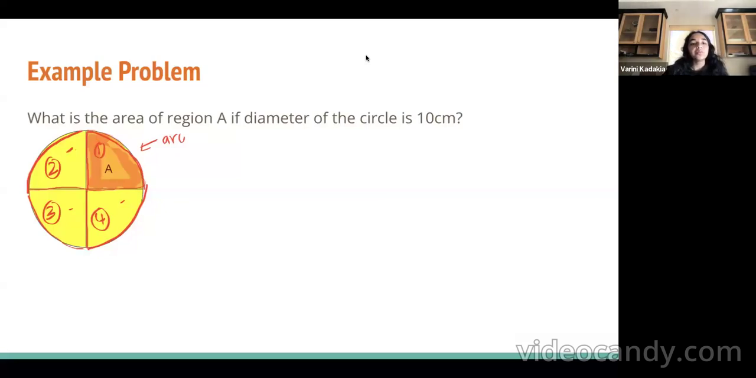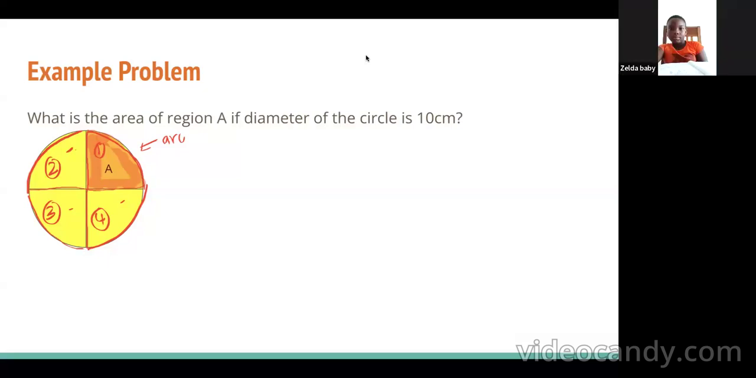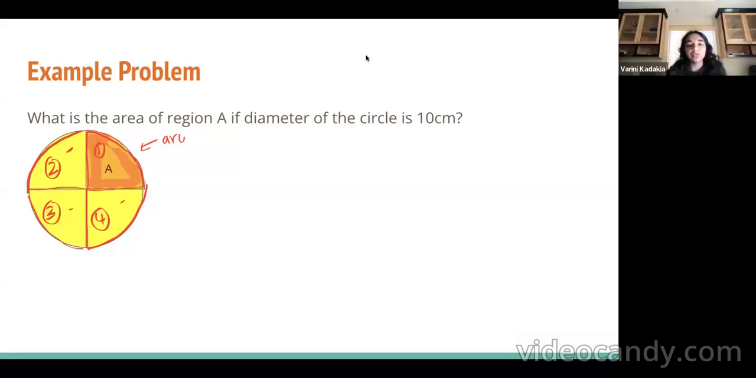Okay. So basically, what we're trying to do here in order to find the area of the sector is we're finding how many divisions it makes of the circle. And that is basically how we're going to do it. And we're going to multiply the area of the circle by the amount of divisions it makes.